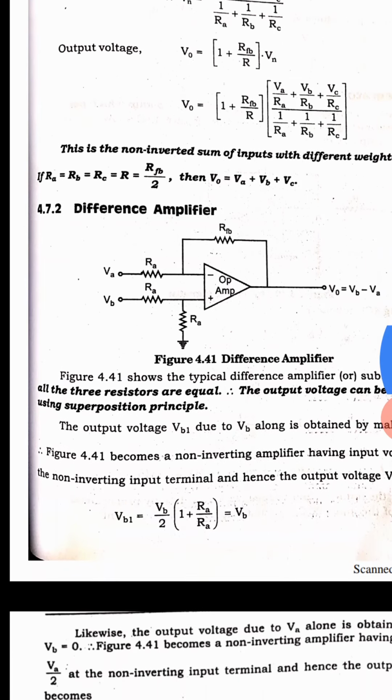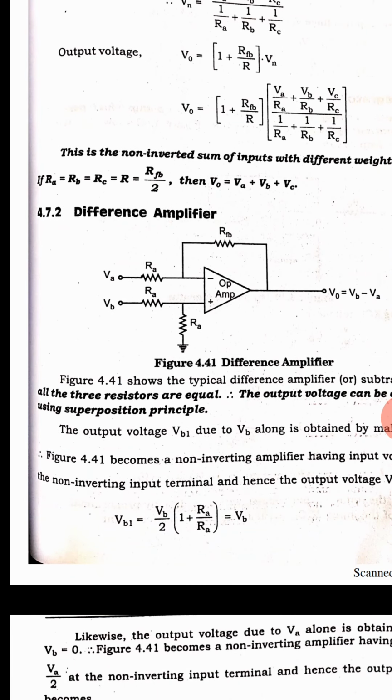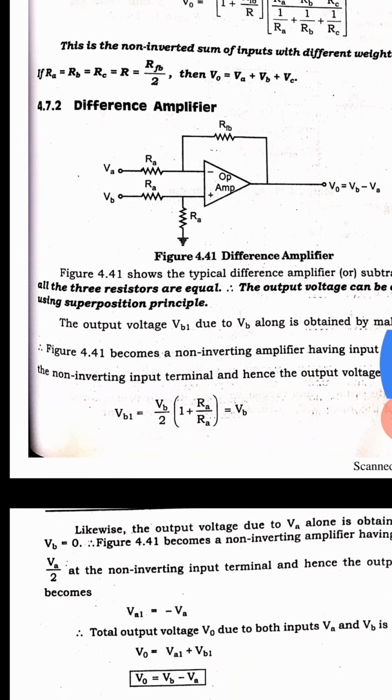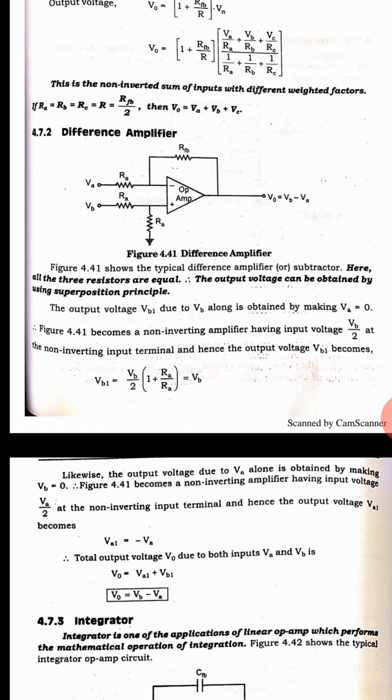Okay. Then these two are referred to as a summation of inputs when you are giving to the inverting mode and non-inverting mode. Then come to the difference amplifier. Difference is nothing but subtraction. Okay. So here the VA and VB are given to the inverting and non-inverting terminals respectively. RA and RB are the input resistances, and RFB is also a feedback resistance.